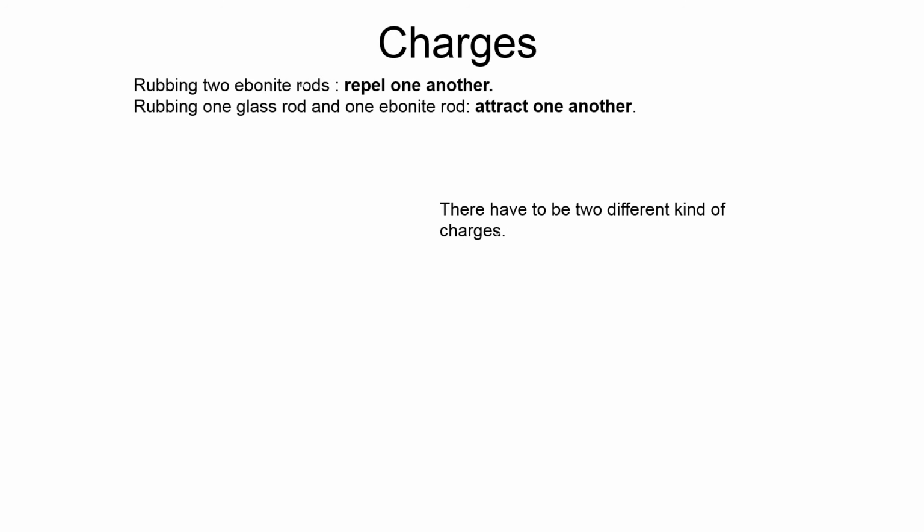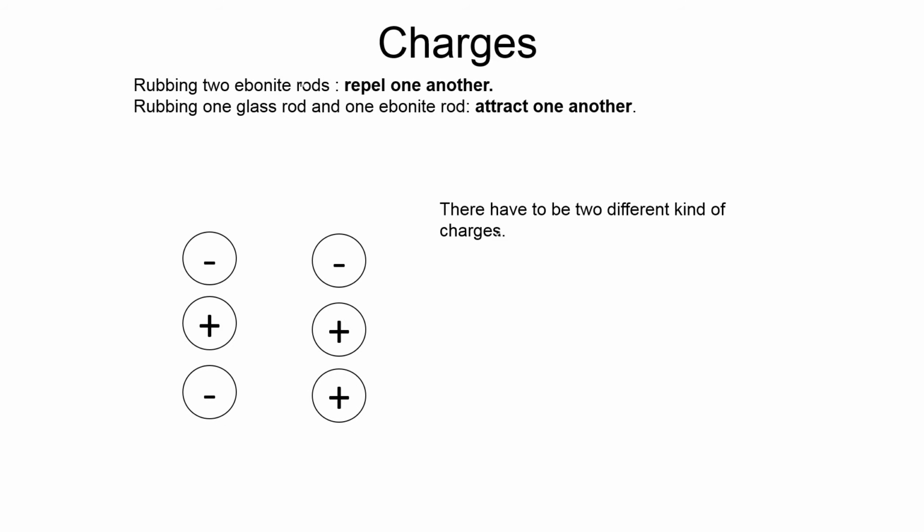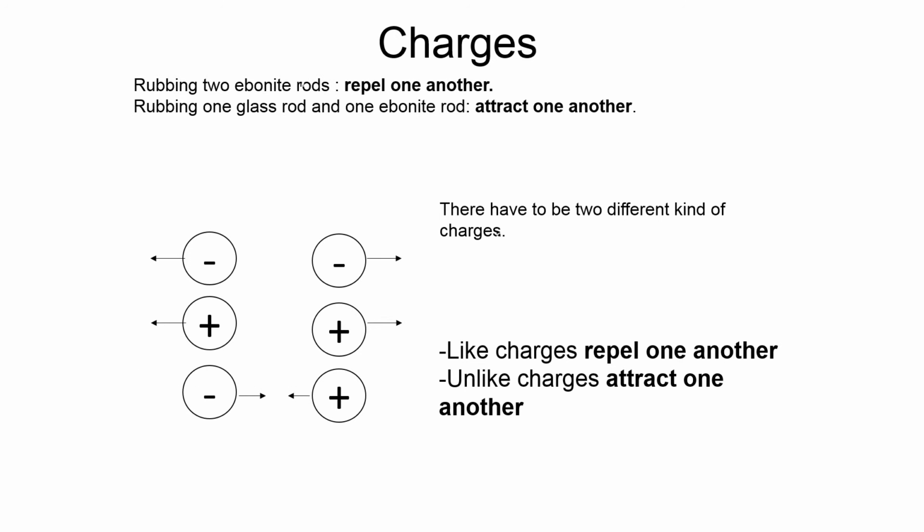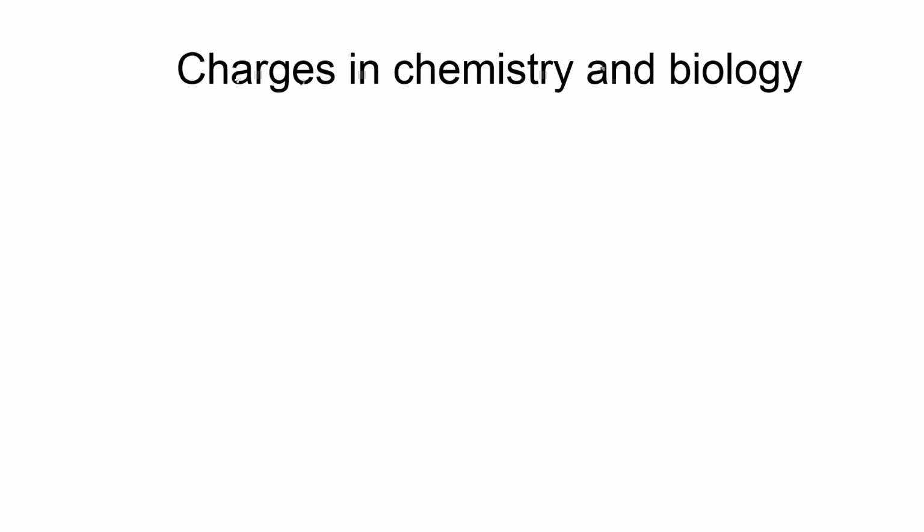There have to be two different kinds of charges. We have negative and positive. The negative ones repel one another. The positive ones repel one another. Negative and positive attract one another. So, like charges repel one another. Unlike charges attract one another.